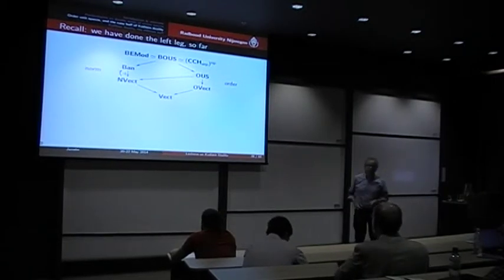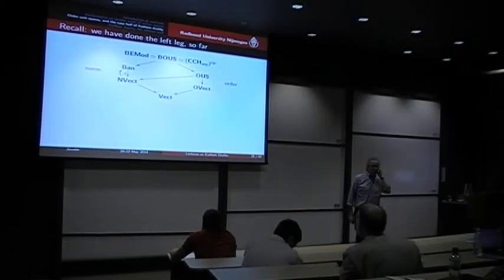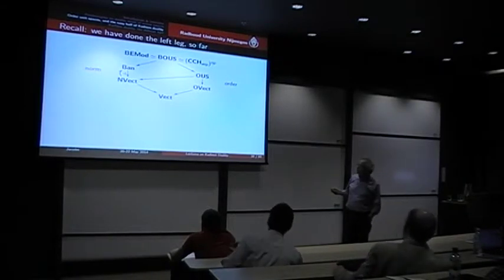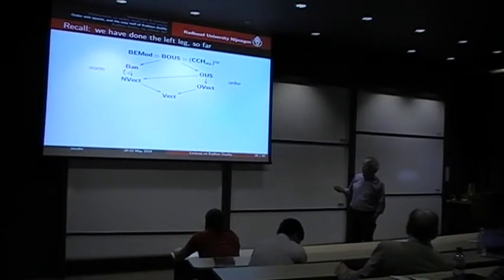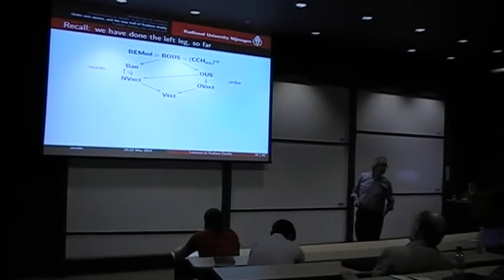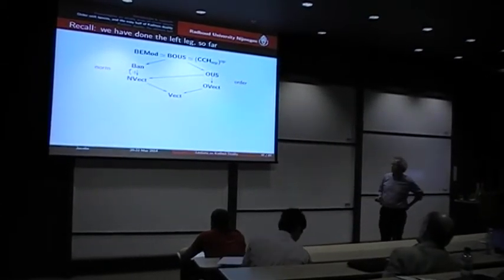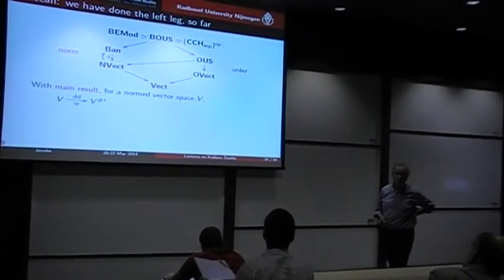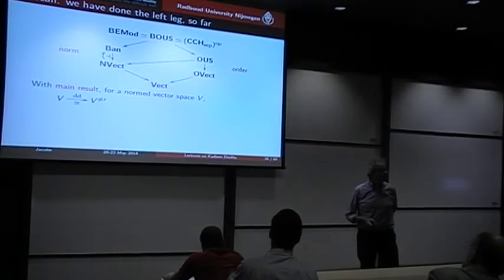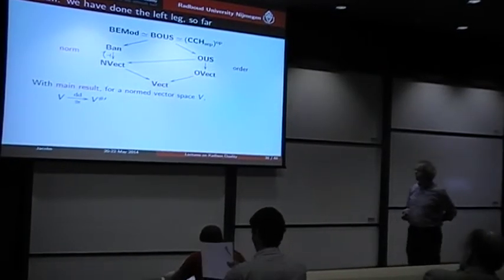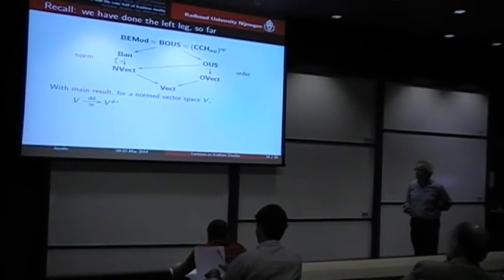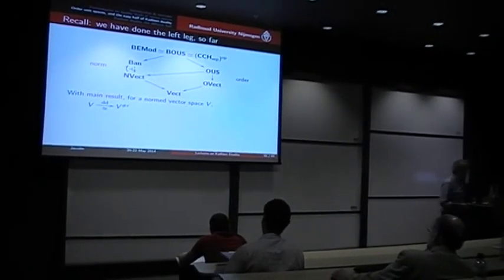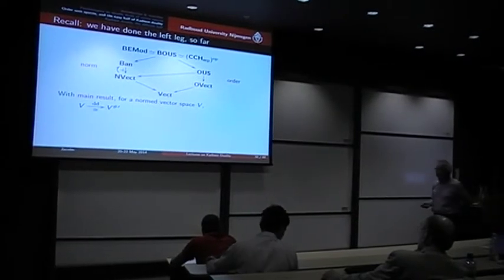So there was this overview diagram with the different categories I've been talking about. Especially, I followed this left leg about vector space, especially with the norm. And the main result that I discussed yesterday is that you have this isomorphism for a normed vector space. The space itself is isomorphic to the continuous dual of its norm dual.